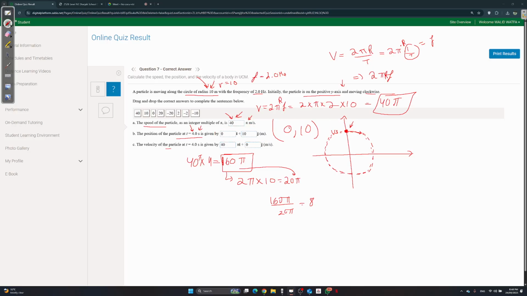Then they said the velocity of the particle at t equals 4 is given by what? This is the same as the last question. You just need to find the tangent at t equals 4, tangent to the trajectory. What's nice is we figured out in the previous part where the particle is going to be at 4 seconds. And we figured out it's going to be here. The tangent is just going to be like this, and that's horizontal. So no j component. So it's just going to be 40 pi i and 0j. Got it?